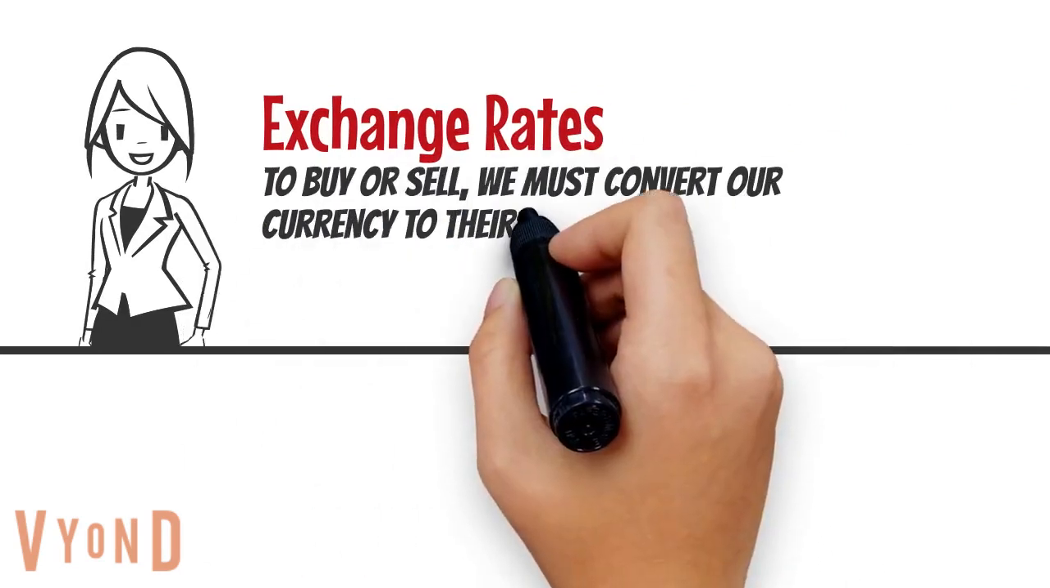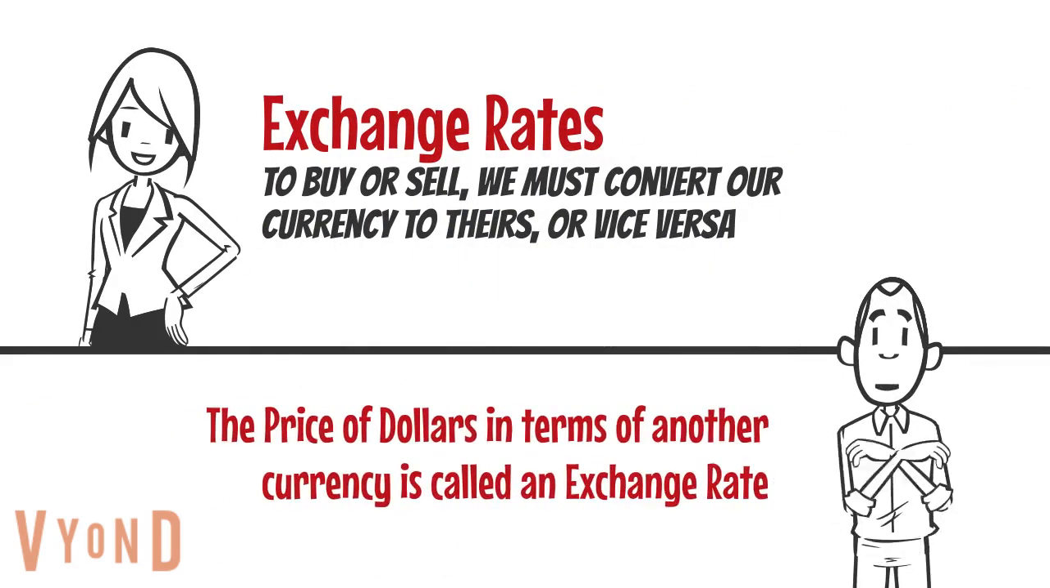Okay, so when we want to buy or sell something from another country, it's not as simple as just going to the store and buying it. Stores in Japan don't really want to take dollars, they want to take yen, and so we have to convert our currency to their currency, or the tourists coming here have to convert pounds or euros to dollars. There's a price of one good in another, or one currency in another, and that's called an exchange rate.